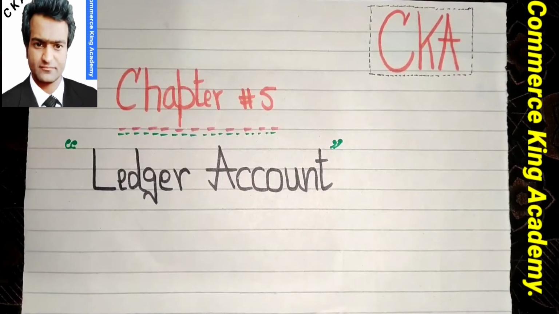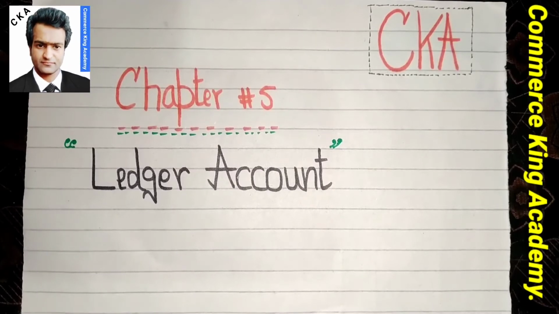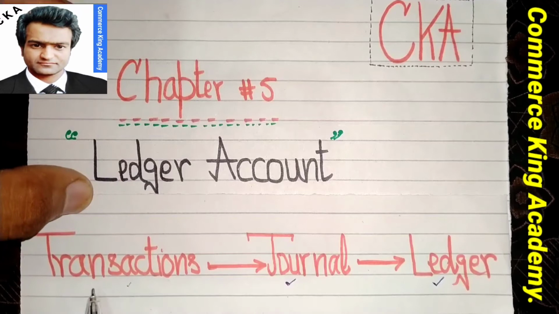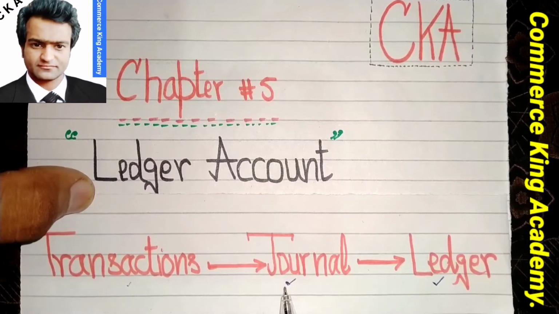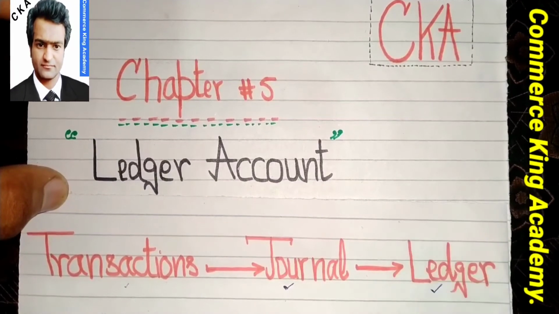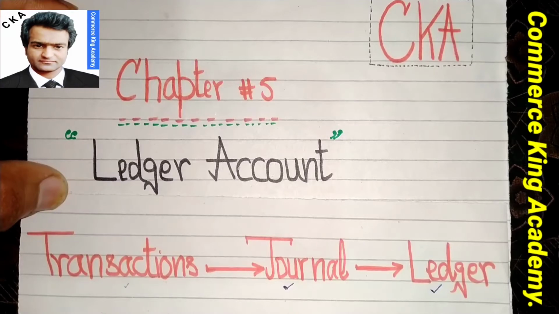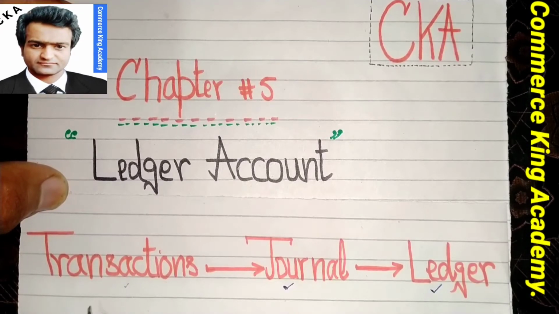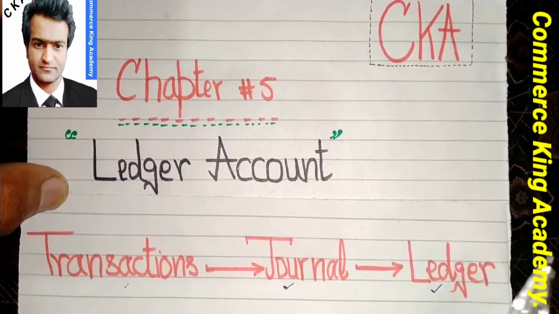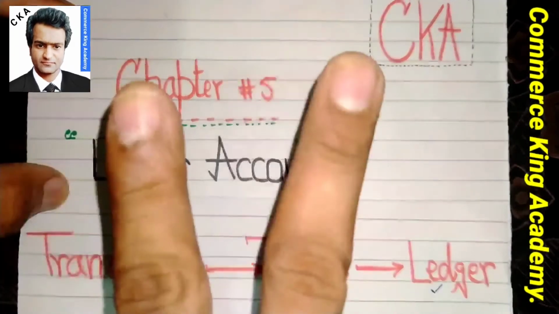Before going forward, it's very important that I discuss some initial points of this chapter. We have discussed business transactions, journal accounts, and ledger accounts. Before starting our next illustration in this video, it's very important that I discuss some concepts regarding transactions, journal, and ledger. For new learners, the recording of transactions requires 2 steps.